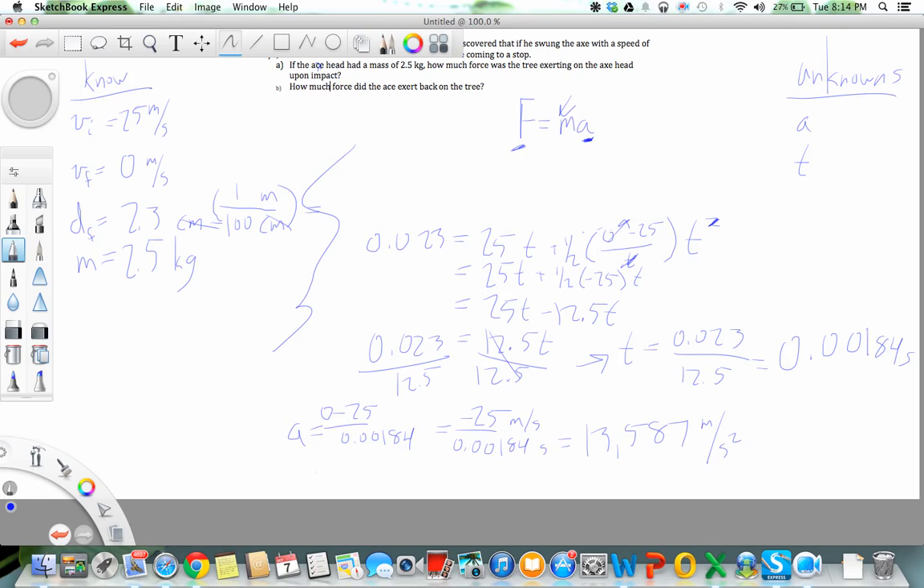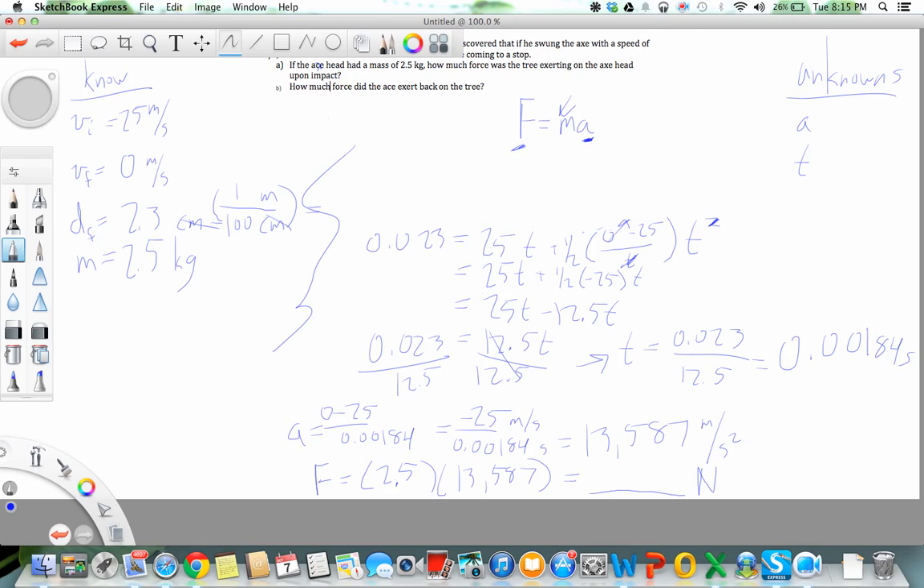We know the mass, so now we can go and find the force. We plug in our mass of 2.5 kilograms times 13,587. Multiply those together, and this is the part I don't have a calculator for, so you're on your own, but I trust you to do this. And of course we have something in kilograms times meters per second squared. That, remember, the combination of units gives us a Newton.